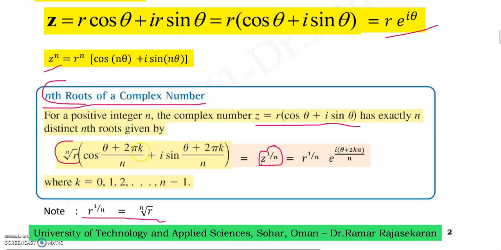Here, what is k? k is nothing but 0, 1, 2, up to n minus 1. If n is 5, then k is 0, 1, 2, 3, 4, because the last value of k is n minus 1.